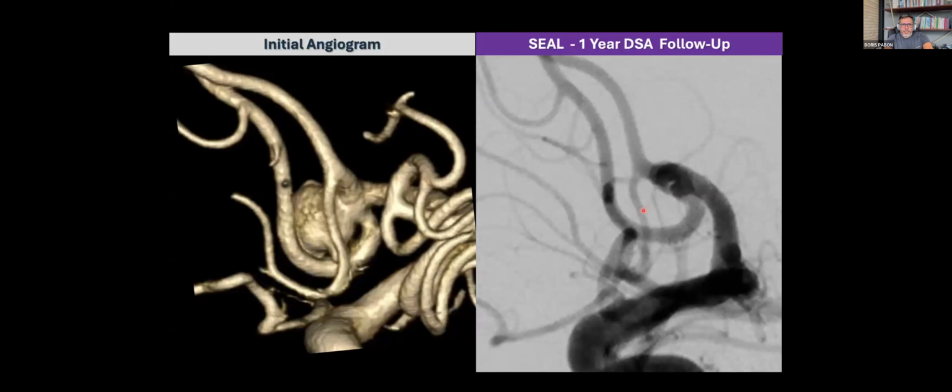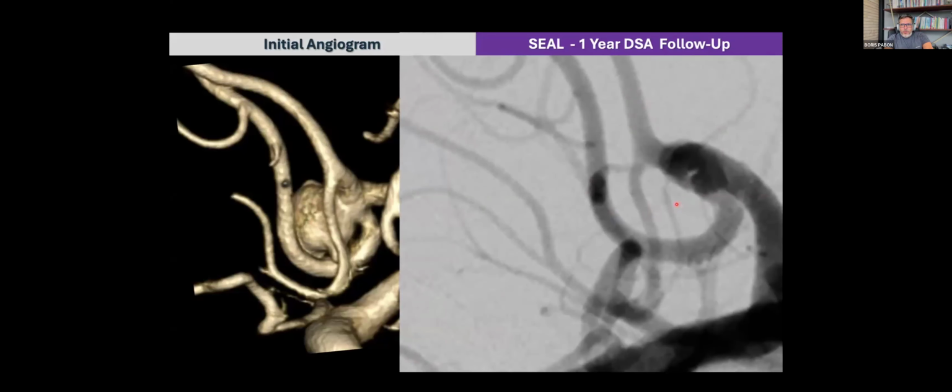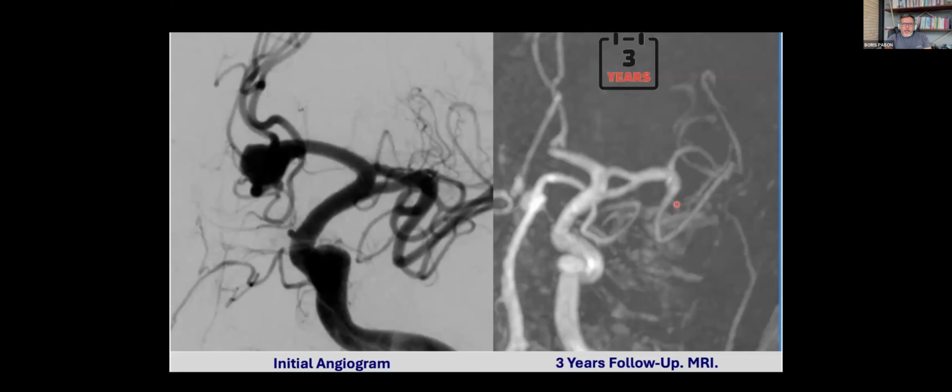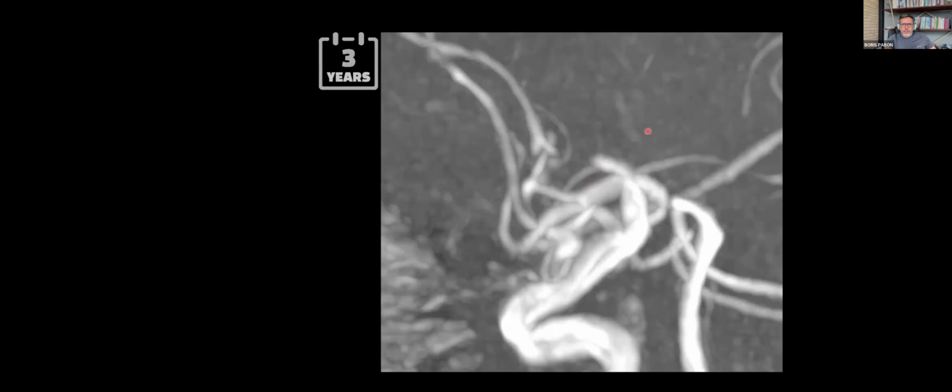It's a complete obliteration. This is the initial 3D reconstruction. This is the 1 year follow-up control. This is the frontal view at 1 year. And the patient, unfortunately, is reluctant to go to the angio suite, and we decided to follow using an MRI. And you may see here the aneurysm treatment remains stable.